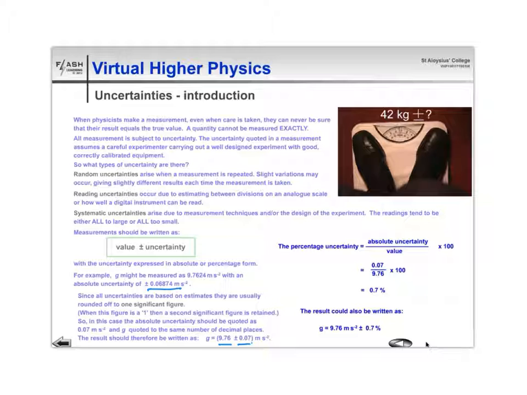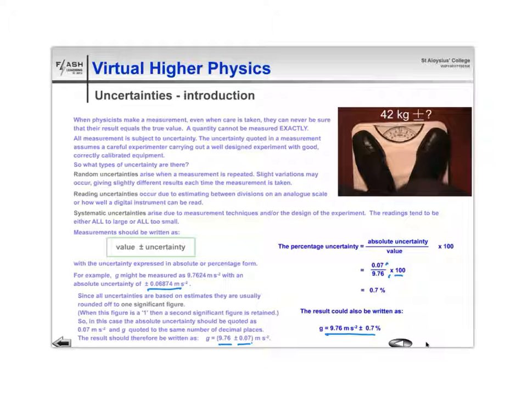We can also express uncertainties as a percentage, and just like a standard way of working out any percentage, we do 0.07 divided by the value multiplied by 100%. So you could write the exact same information as 9.76 plus or minus 0.7%.